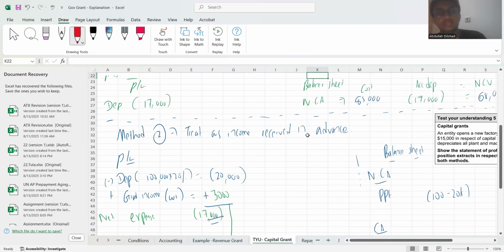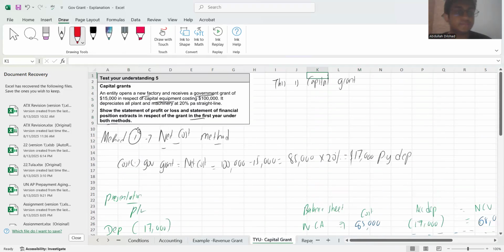Here it is. This is how it can be tested. An entity opens a new factory, right? Can you see? They are opening a new factory and receive a government grant of 15,000, right? Now this was not to maintain full employment, attract investment, nothing of that sort. They are opening a new factory, and because of that new factory, that factory has reduced carbon dioxide emission, you will be getting a capital grant.